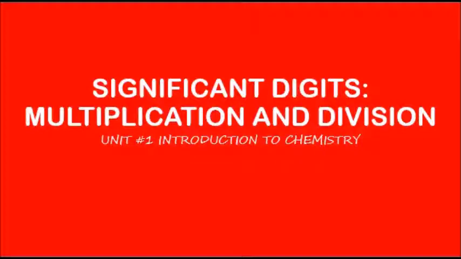In the previous video, we talked about how we can determine the number of significant digits a number has, or a measurement, to be more accurate. In this video, we're going to be talking about how we account for significant digits when we use these measurements to perform calculations, specifically multiplication and division.